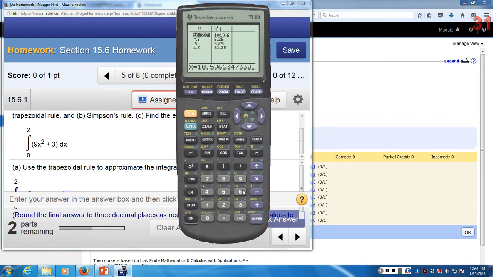I'm going to go to the table, and we want to start at 0, 0.5, 1, 1.5, and 2. So we've got the values that we need now. And Simpson's rule says, well, let's do trapezoid rule first.